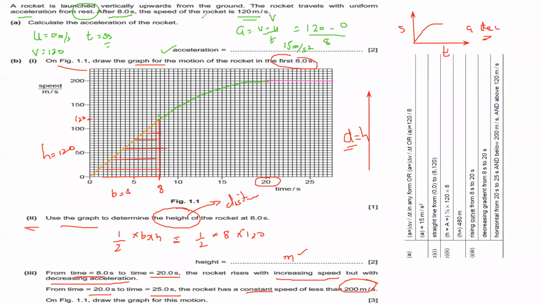So the first part was constant acceleration. This part is decreasing acceleration, and this part is zero acceleration, or constant speed.